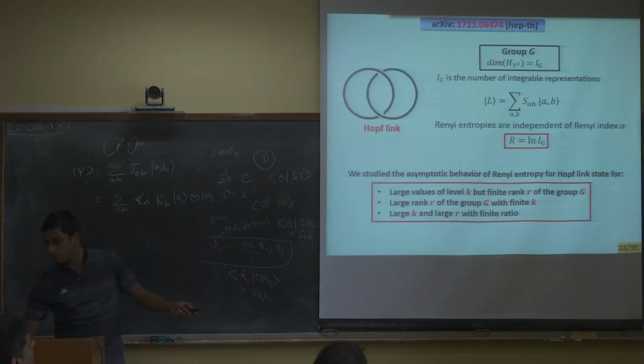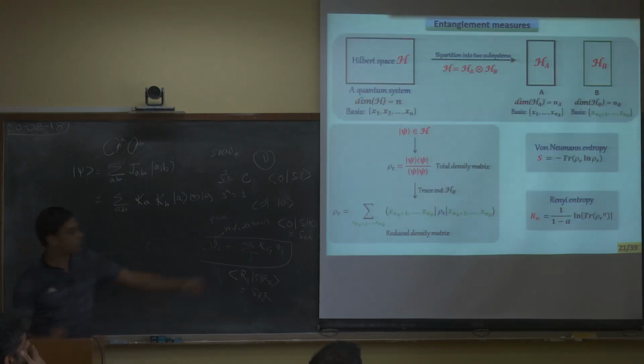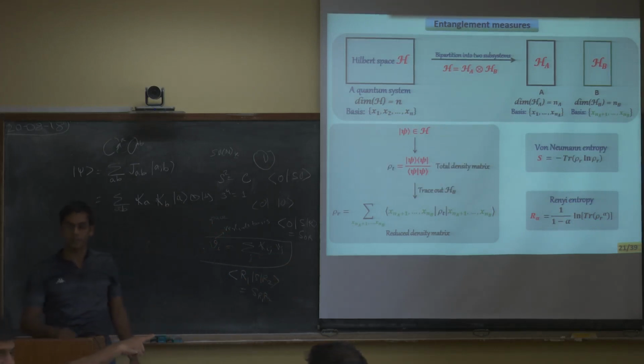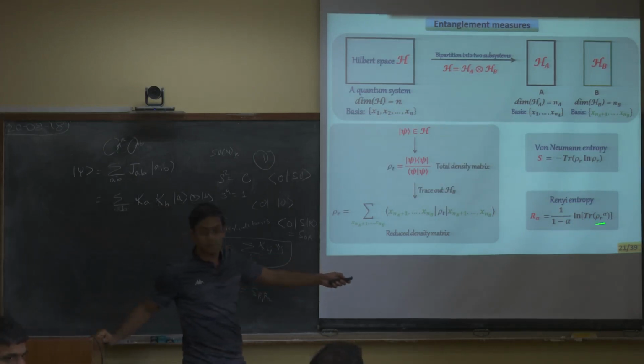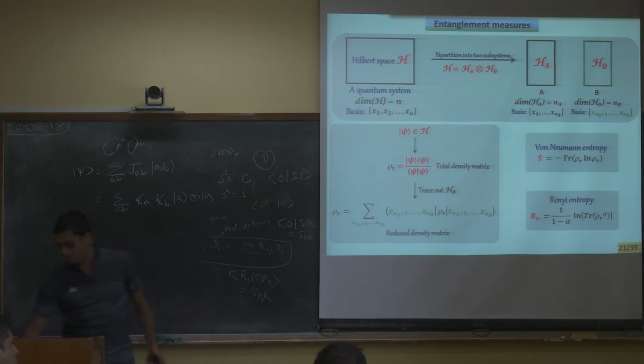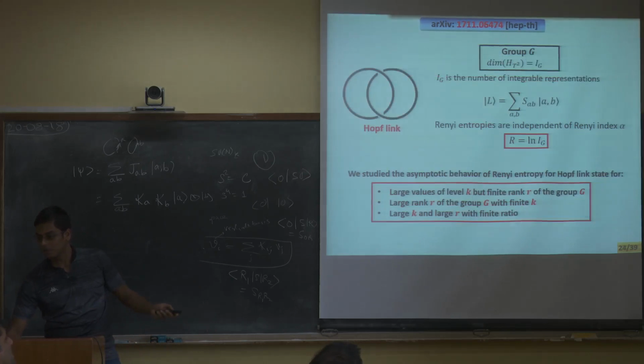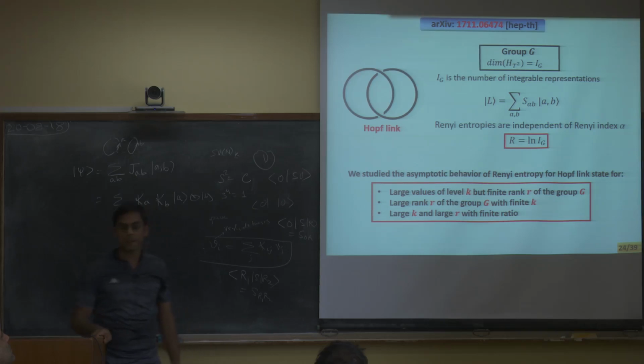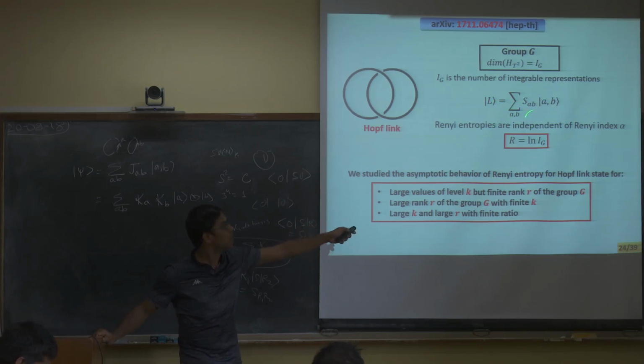For the Hopf link, is it rho squared or rho to the n? Rho to the power alpha. For the Hopf link, the Renyi entropy is independent of alpha. This is the result. Using the property that this is unitary, we can compute the entropy here, and it is the log of the dimension of Hilbert space for any alpha.